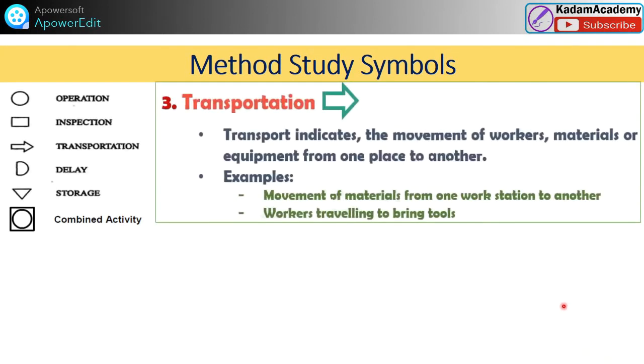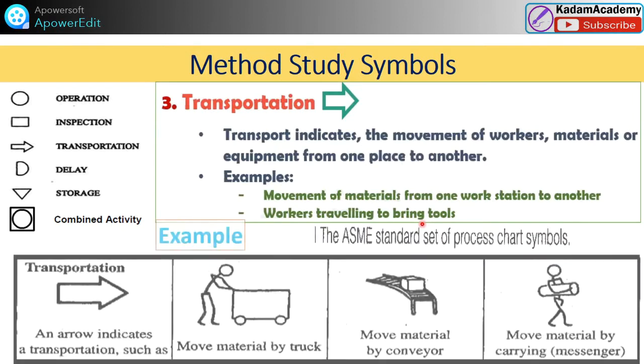The third type of symbol is the transportation. It is represented by this arrow. Transport indicates the movement of workers, material or equipment from one place to another place. Then you have to represent the transportation symbol on the charts. Examples are movement of material from one workstation to another workstation, and workers traveling to bring the tools.